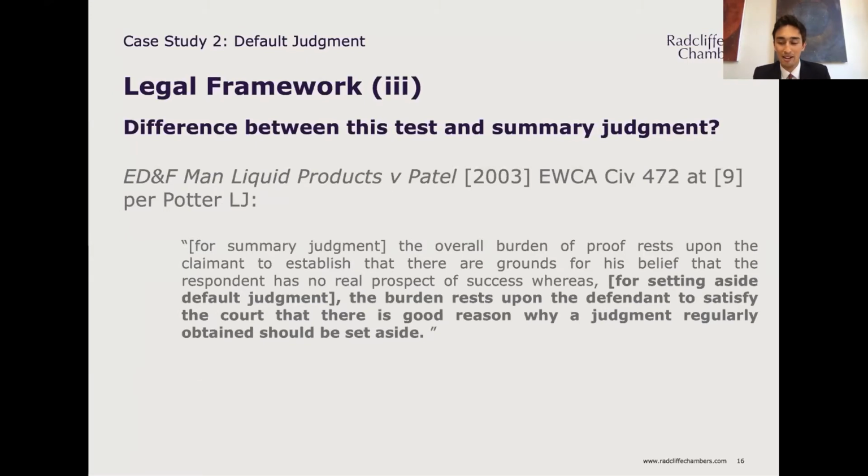And there are similarities with the two tests, which is why I've sought to link them in this talk today. Both refer to a real prospect of success, and in the ED and F case that I referred to earlier, the judge set out quite simply what the main difference is, and that is in respect of the burden of proof. Like before, the test for the real prospect criterion for setting aside a default judgment refers to something which is more than merely arguable and not fanciful.